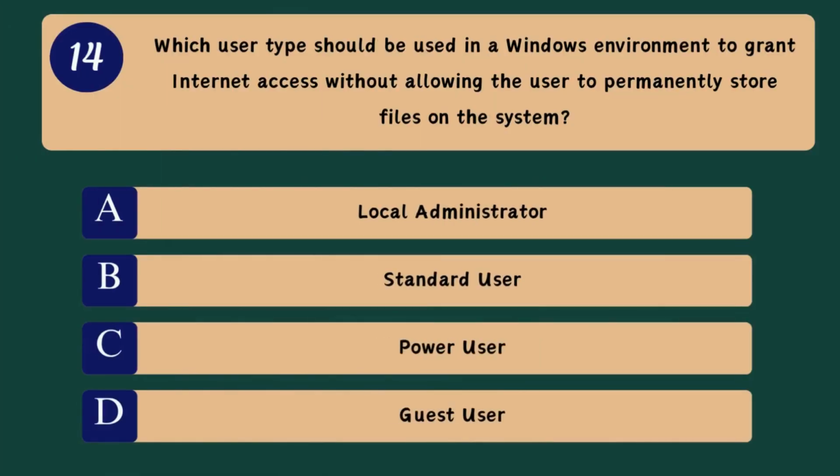Question 14. Which user type should be used in a Windows environment to grant Internet access without allowing the user to permanently store files on the system? A. Local administrator. B. Standard user. C. Power user. D. Guest user. Correct answer, D. Guest user.